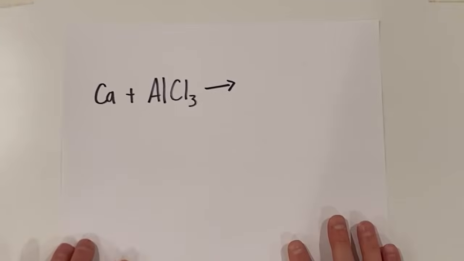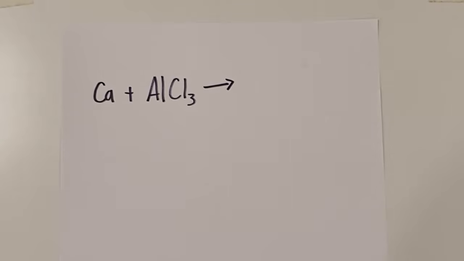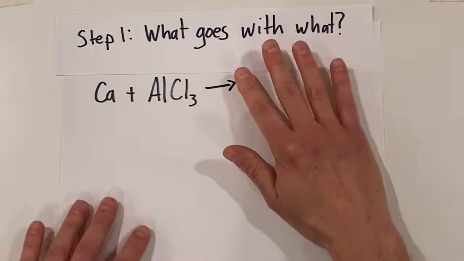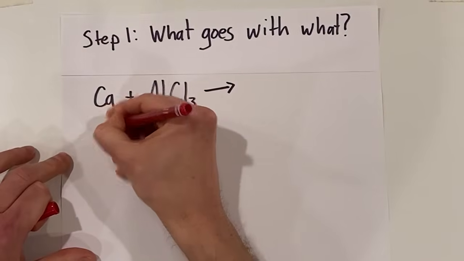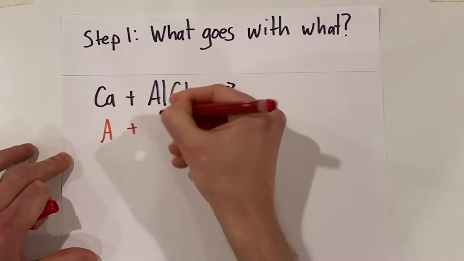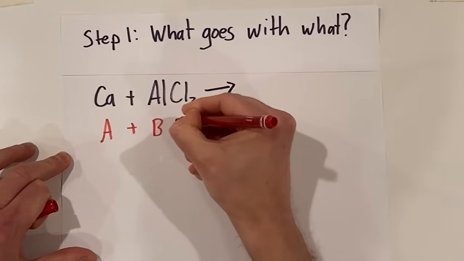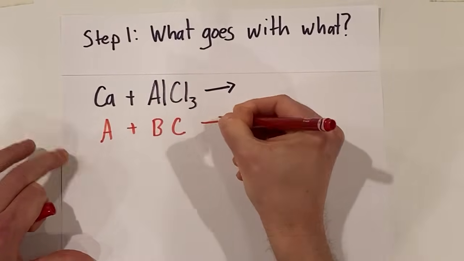Our first example is going to be one we talked about already, calcium plus aluminum chloride. Well, step one is to determine what goes with what. So let's put that up here. And we want to figure out the letter pattern. So calcium, the first thing we have, that's going to be A, plus aluminum, the second thing, B, chlorine, third thing, C, and then an arrow.